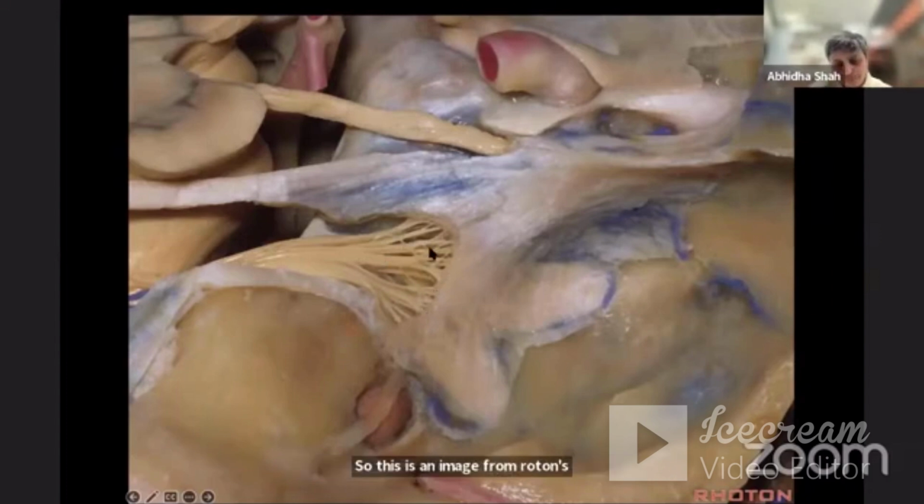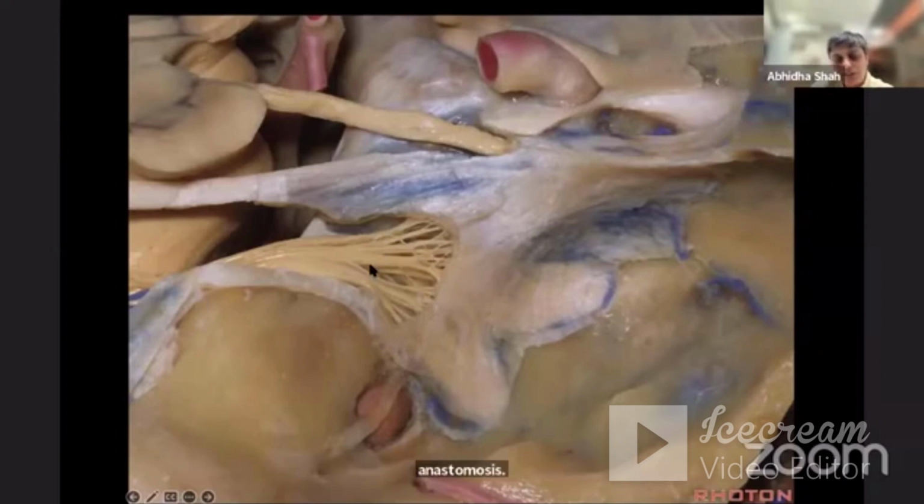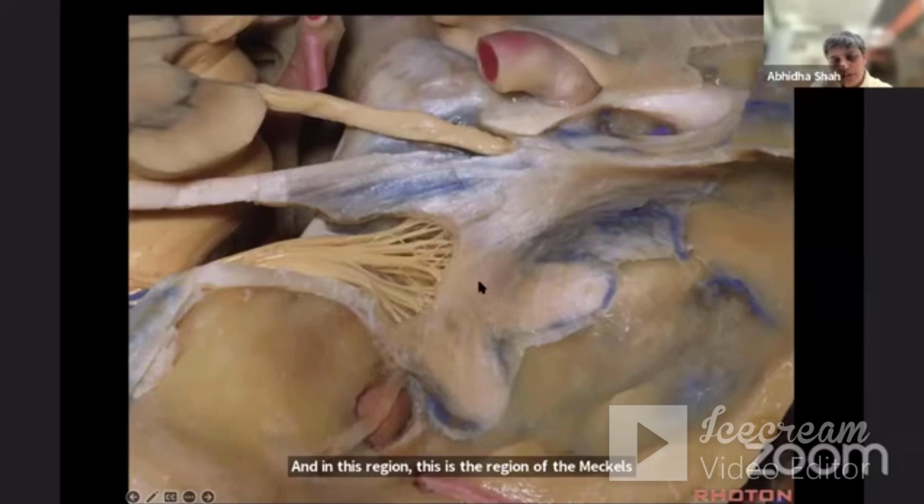Here you see the ganglion and how it is dividing into the three roots. You see that there are various connections between these fibers, like a plexiform anastomosis. This is the region of the Meckel's cave, and this is the dural leaf that, once you incise, you will see the cranial nerves. Here you see the internal carotid artery as it is entering from the foramen lacerum into the cavernous sinus.